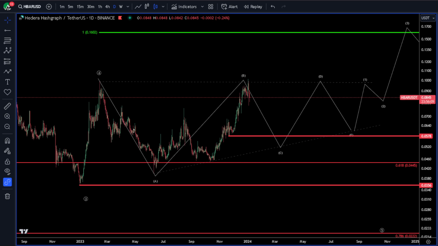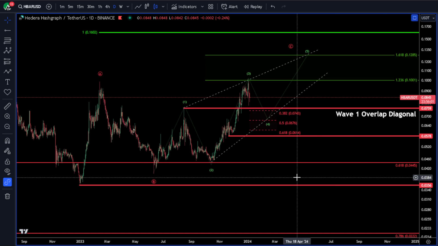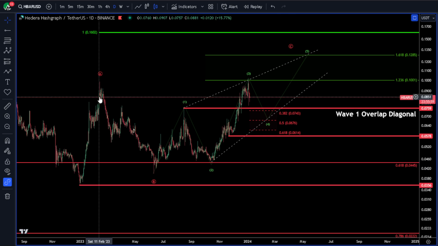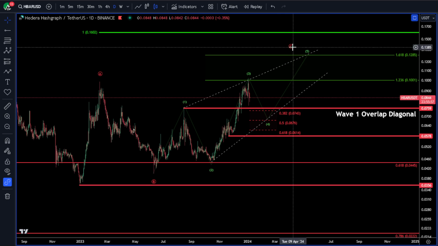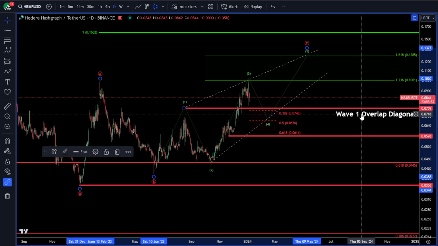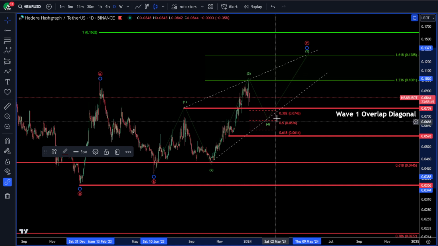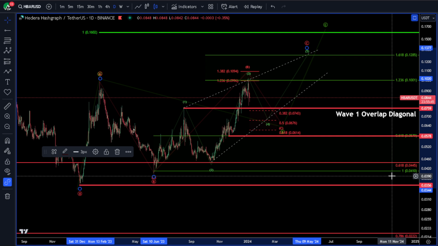And our third option here is a triangle, which would get quite drawn out. And our last count is an ending diagonal, where we have our A wave, B wave, working on a C wave to the upside before we get a further correction. So I put most validity into this one and this one, our flat and our ending diagonal.